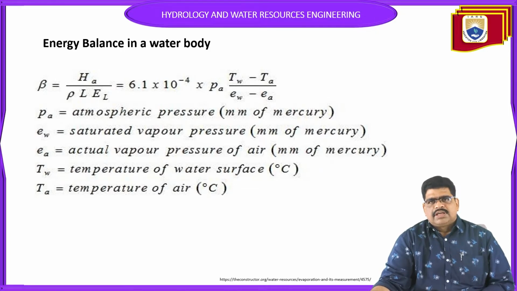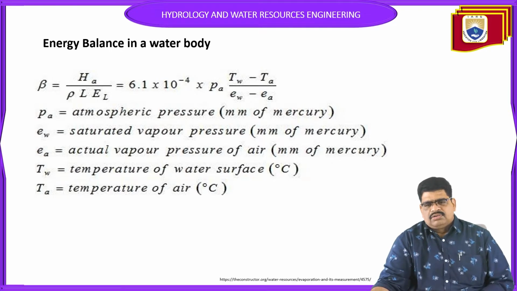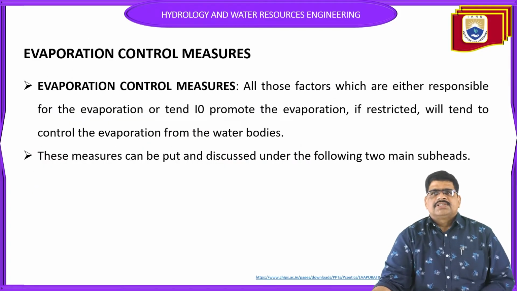So these are the two that can be given. And PA is equal to the atmospheric pressure of the mercury. So from these notations, we will find out the value of the energy. The energy balance in the water body can be found by applying the derivation and the equation. Next, evaporation control measures.